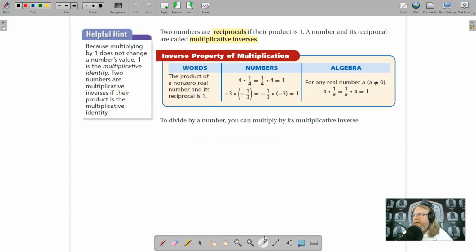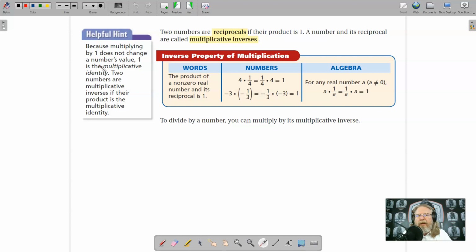Helpful hint. Let's look at this helpful hint here. Because multiplying by 1 does not change a number's value, 1 is the multiplicative identity. And we call it the identity property because whenever you multiply any number times 1, you're going to get that number back. It's not going to change the value. We call that the identity property because the number kind of sees itself as it goes through the process.